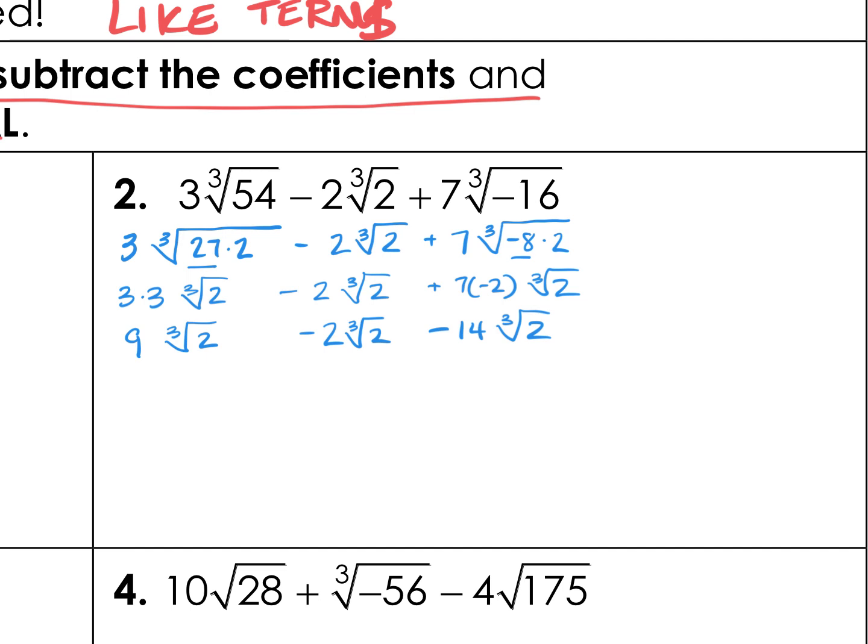Then once we have everything, and this problem is cube roots of 2, I'm just going to take 9 minus 2, which is 7. 7 minus 14 is negative 7 cube root of 2.